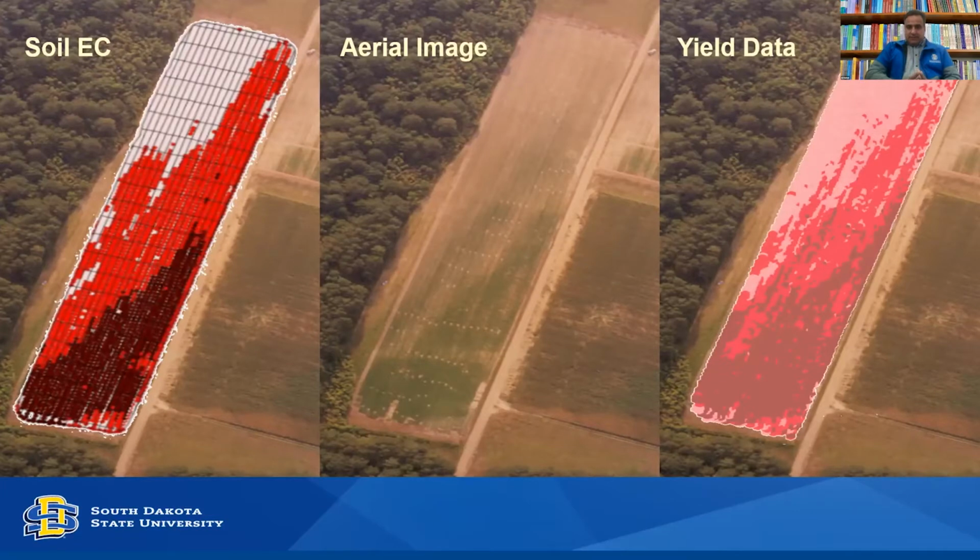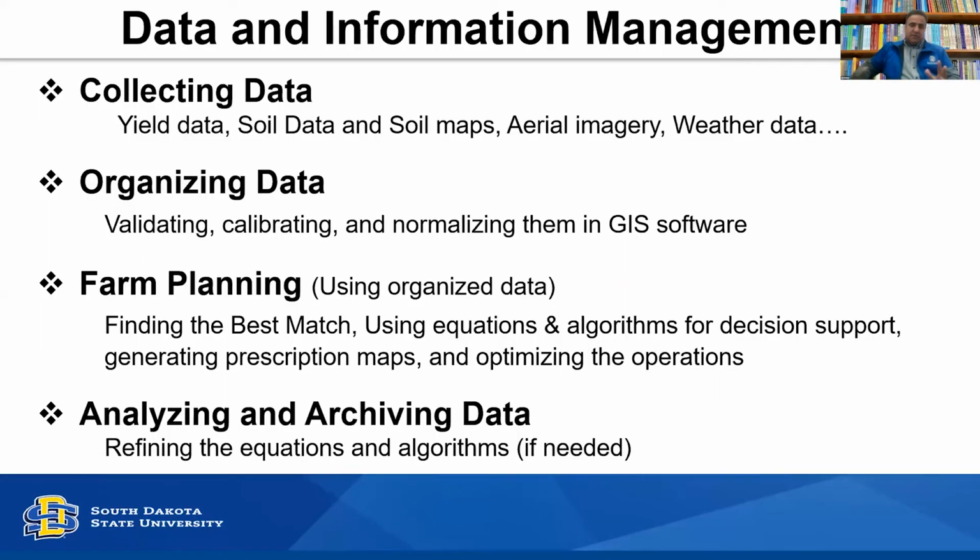The good news here is the aerial imagery, EC data, and yield data, if we do them right, have really good correlation, and we can use any one of them and it will give you an idea about your field condition. And by adding the benchmarks to your historic data, later you can refine this information. So takeaway, data and information management.